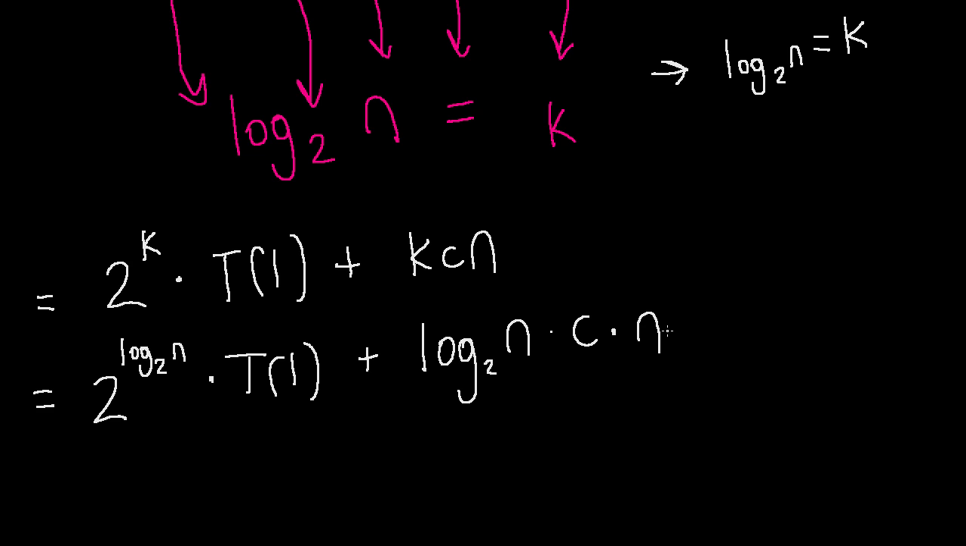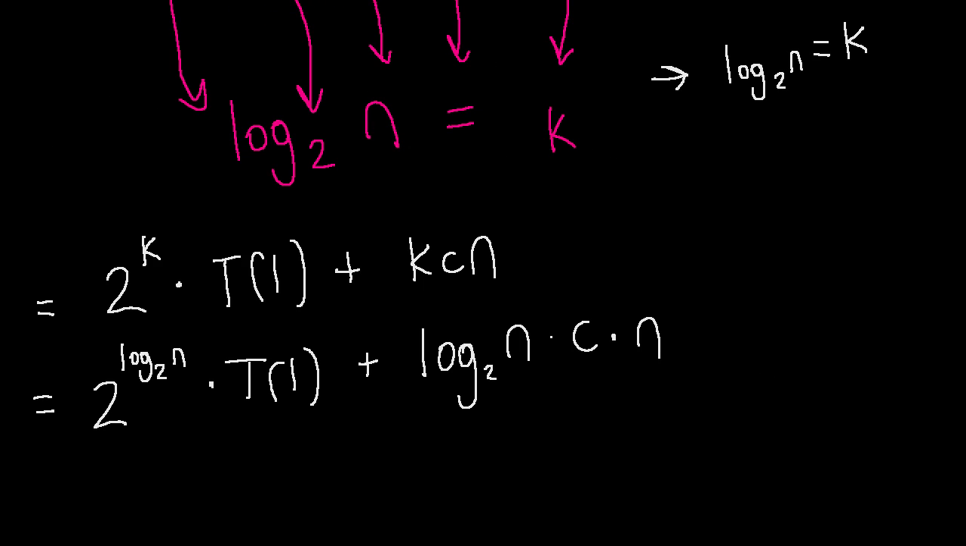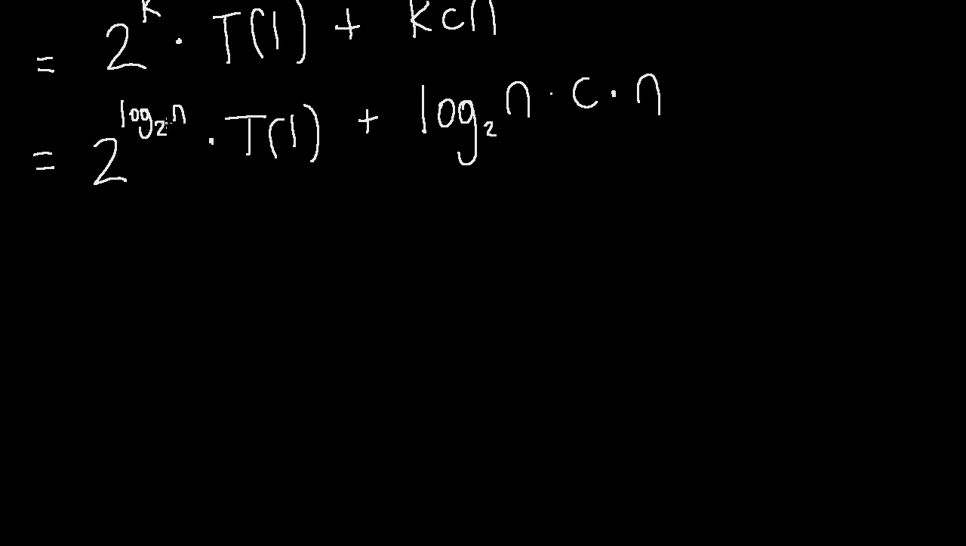What is going to be 2 to the power of log base 2 of n? Well, if we work through it, it's going to come out to n, right? Because technically, we know that log base 2 of 2 to the n is equal to whatever the exponent is going to be. And the exponent for this is going to be k. And then we would have 2 to the k.